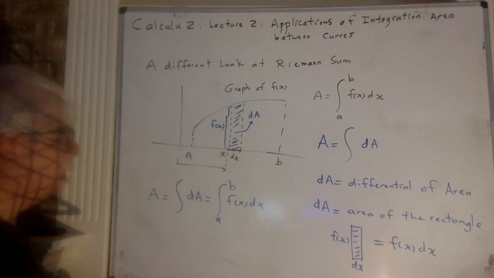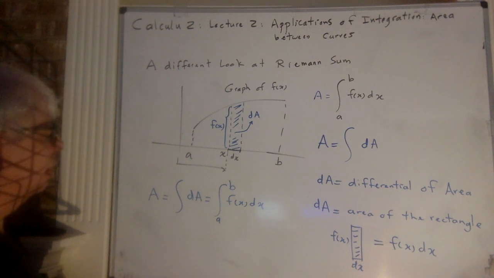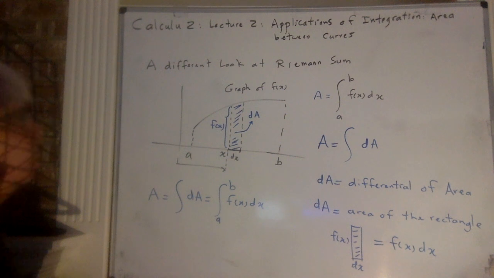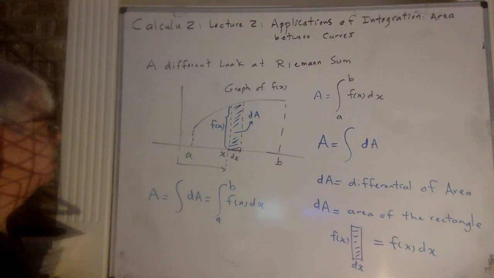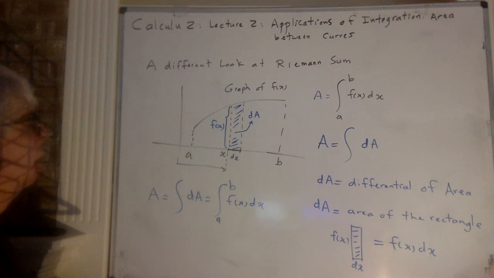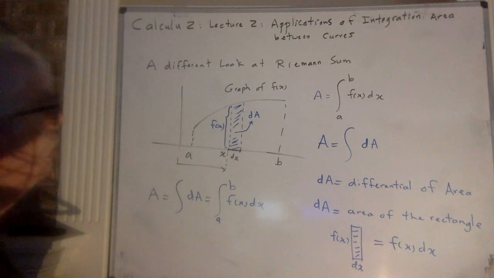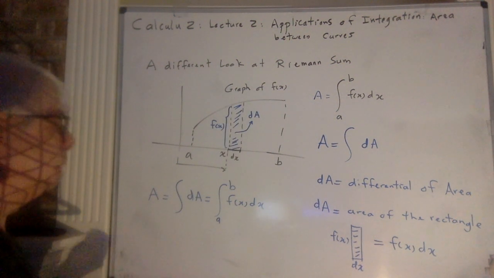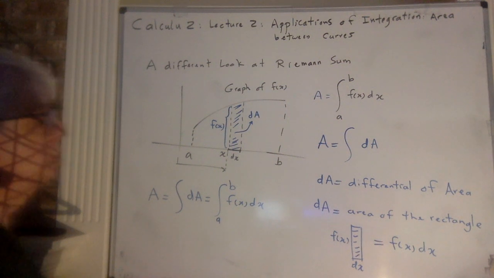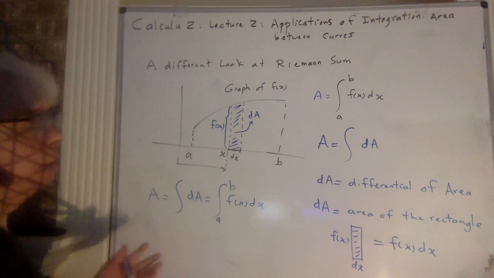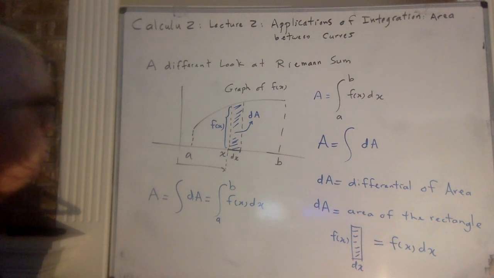Now this will become handy when I discuss work, for example. For area, it's just easier to look at it the way that you already have in Chapter 5 of the book. That's simply f(x) dx. But in fact, if you ever take physics at some higher level, you will see that physics professors prefer this method. They always write this. They don't write a Riemann sum.